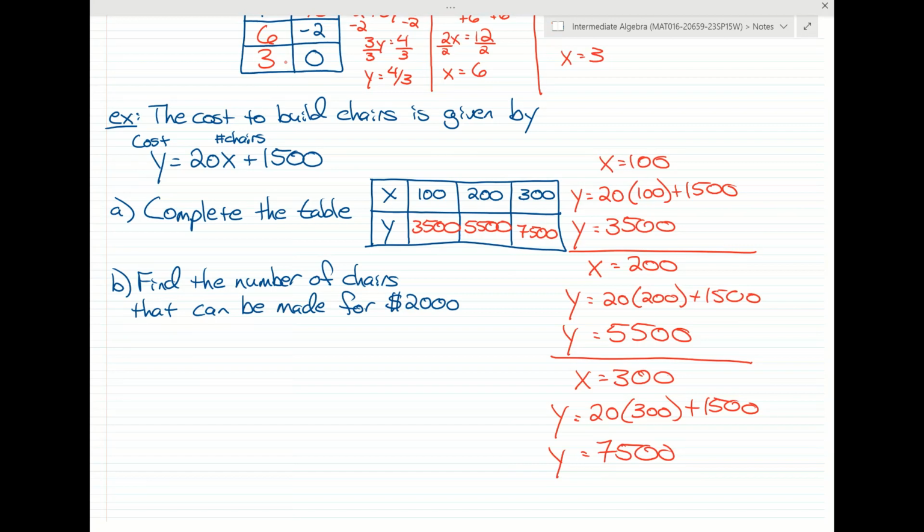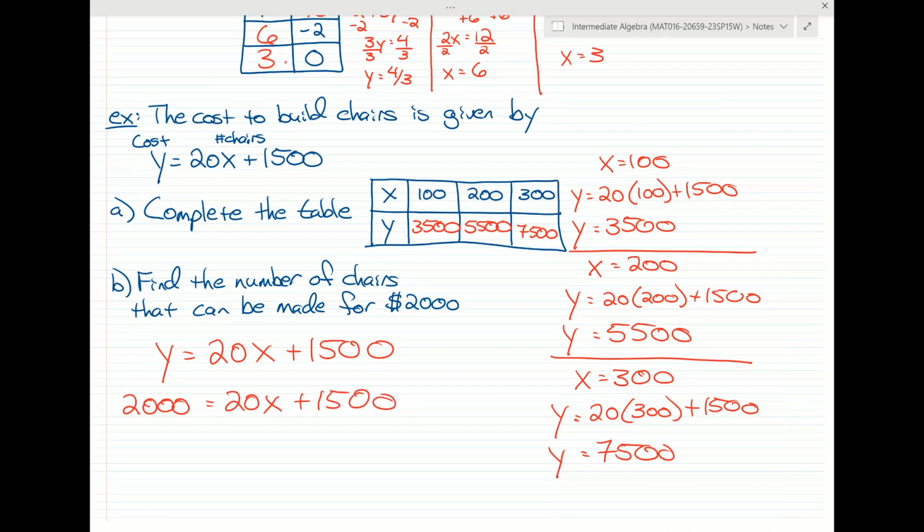And then to finish us up, how many chairs could be made for 2000? Well, 2000 is the cost. So if y is equal to 20x plus 1500, and the cost is 2000, now we just have to solve for x. The tricky part with a problem like this is making sure you plug it in for the right variable. If you put it in for the wrong variable, you'll get it wrong.